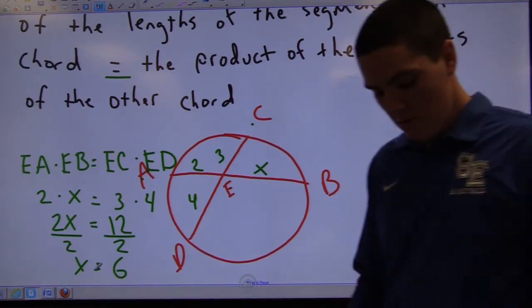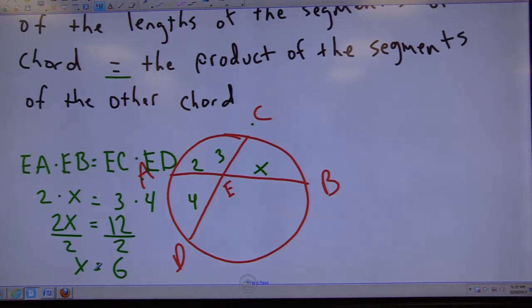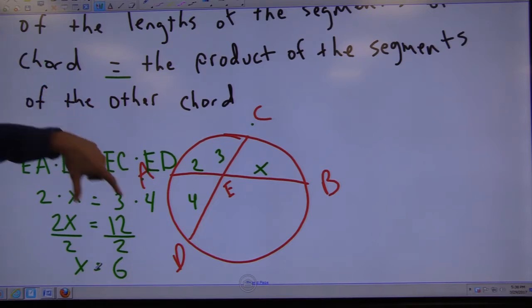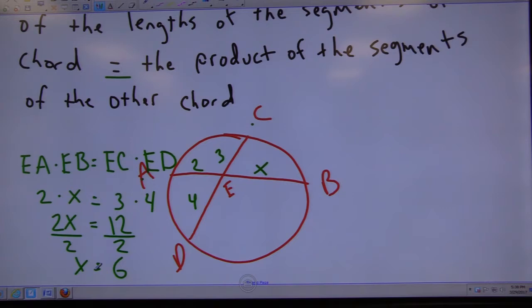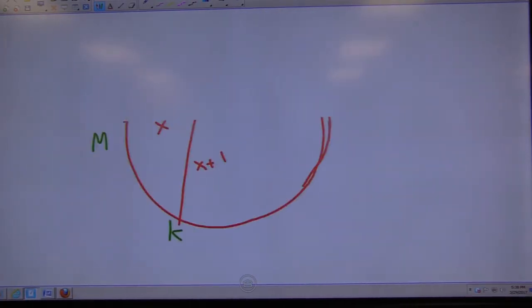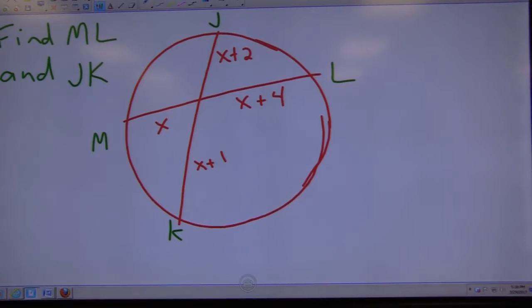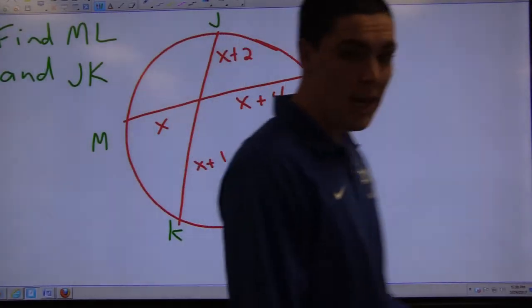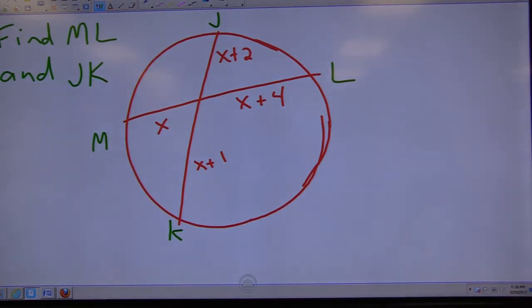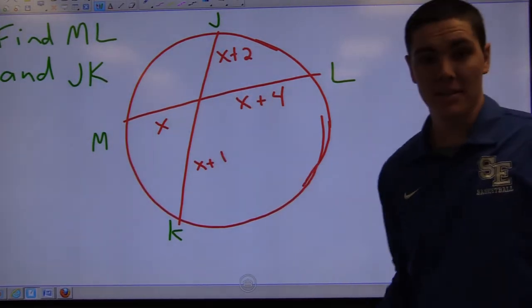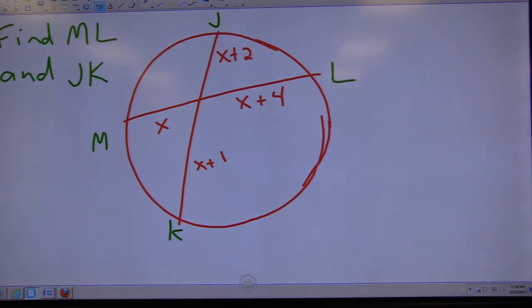We're going to do another example, and it's going to require more algebra. Hopefully what she just went over, I'll go over the same thing, and it'll make sense, whether you got it from her or from me. So let's get started. We're going to find the measure of ML and JK. In this problem, we've got a lot of variables, actually the same variable multiple times that we're trying to solve for. Let's see what we can do to get started.